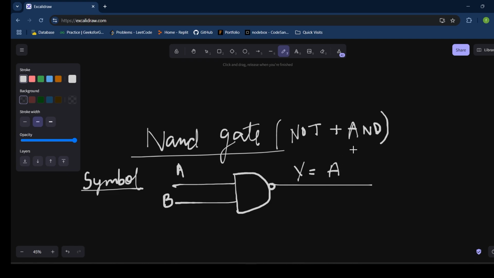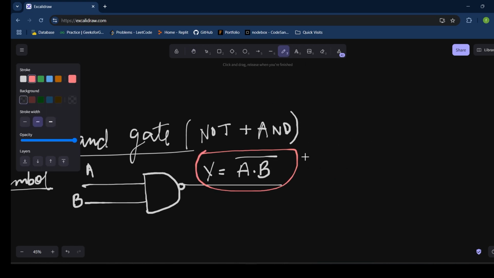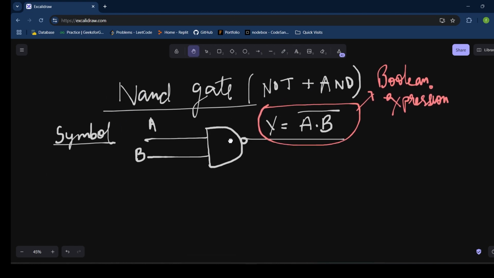This time the output of this would be A into B for AND gate for the first combination of this, and simply a bar. It means invert that. So this is the Boolean expression of this gate. So let's see the table for this gate as well.